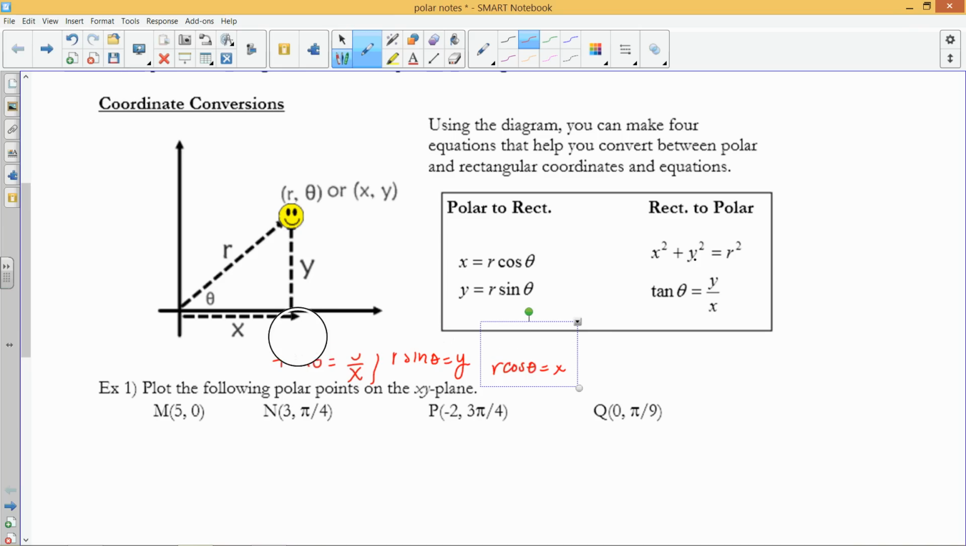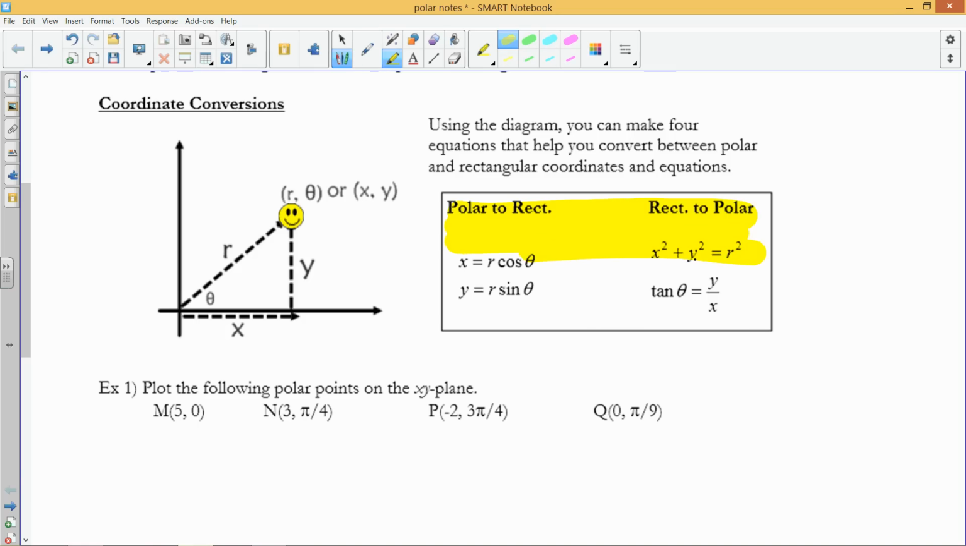Long story short, though, you need to have these memorized. And if you have a hard time memorizing them, memorize this so that you know how to get them. These are extremely important. So this box right here, I cannot emphasize enough. Make sure you get those memorized as soon as possible.